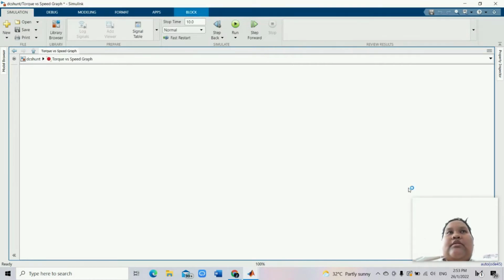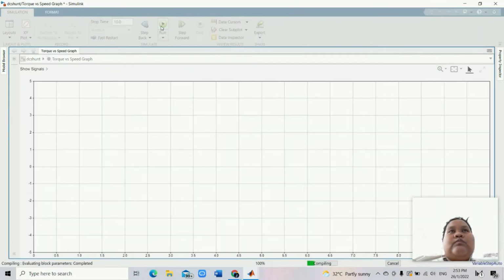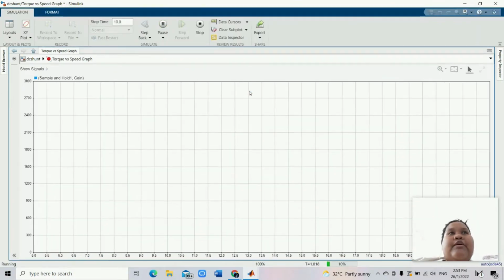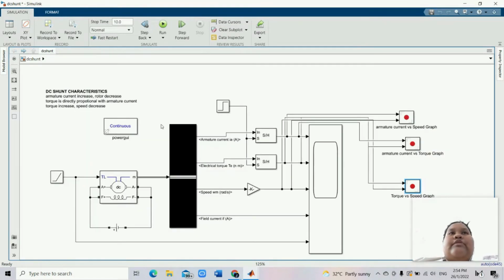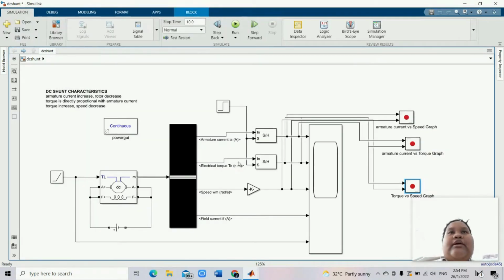So next is the last graph, the torque versus speed graph. From the torque versus speed graph, we could see that when the torque is increasing, the speed of the rotor in radian per second is decreasing. So I'm done with the simulation for the first circuit, which is the DC shunt motor characteristic.